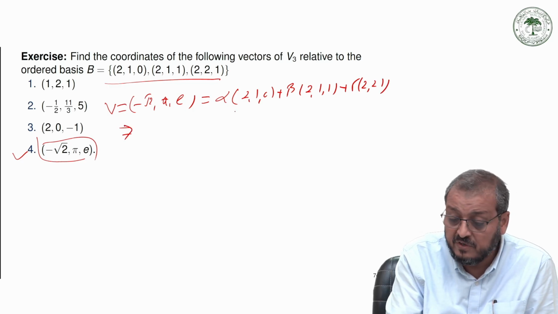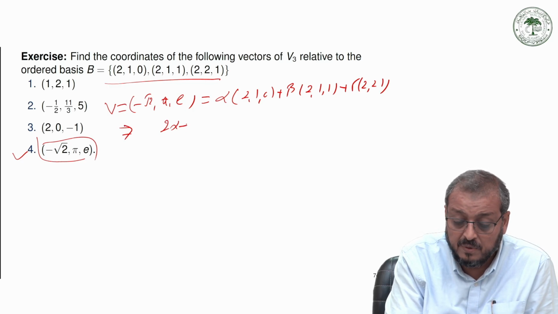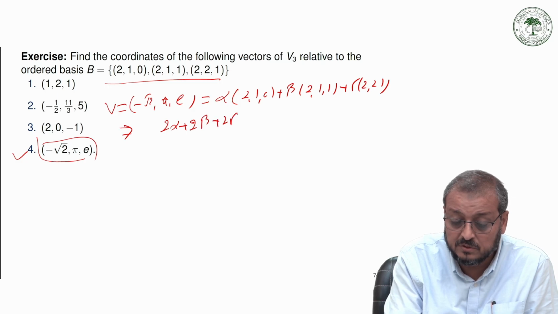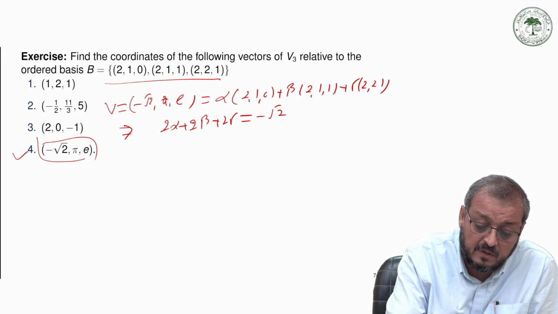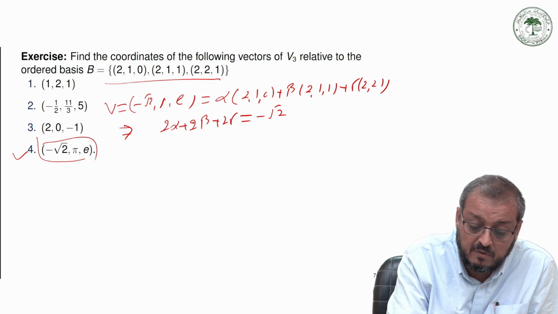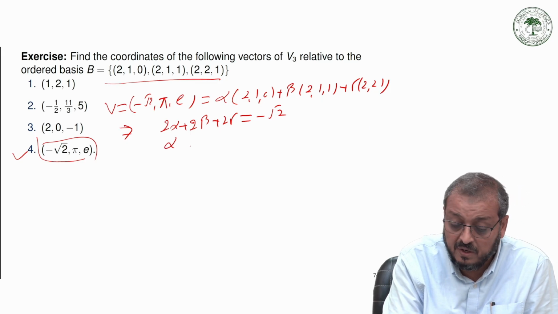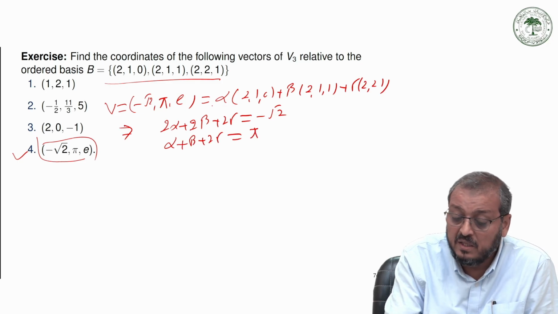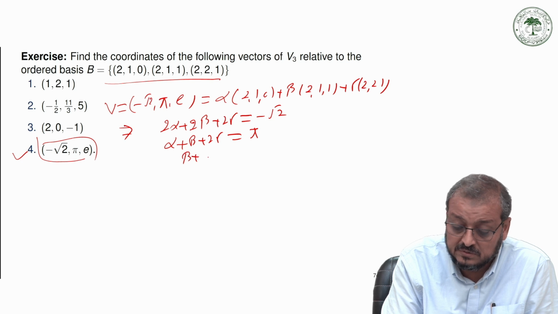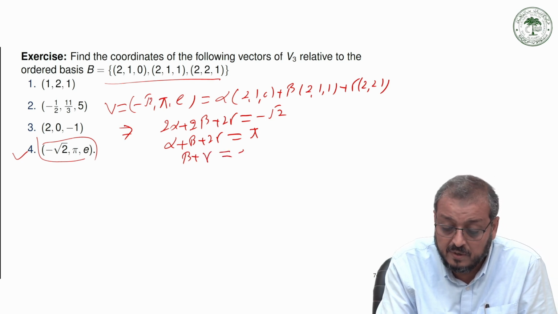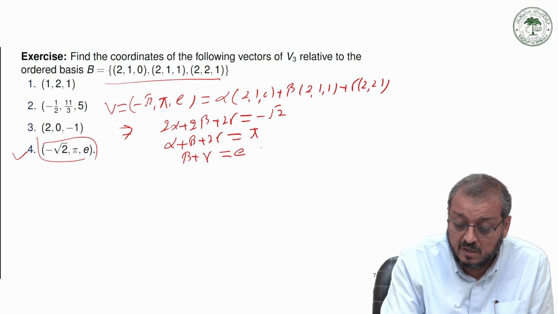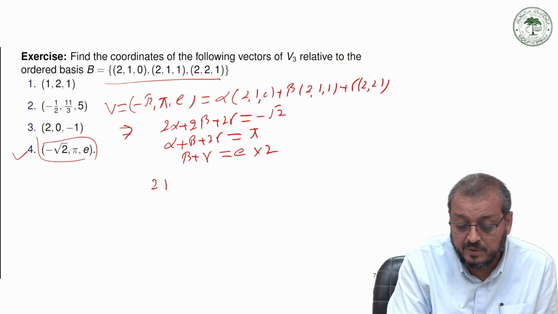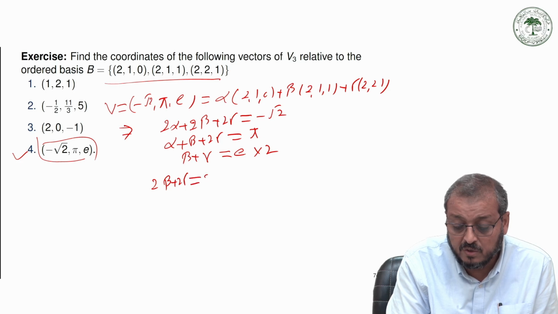And this implies that we can write directly 2 alpha plus 2 beta plus 2 gamma is equal to minus root 2, and then this is a pi, sorry, this is you have a pi. So this can be written as alpha plus beta plus 2 gamma is equal to pi, and then we have beta plus gamma is equal to e. Now if we multiply the third equation by 2, we get 2 beta plus 2 gamma is equal to twice e.